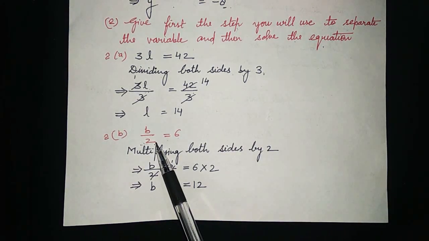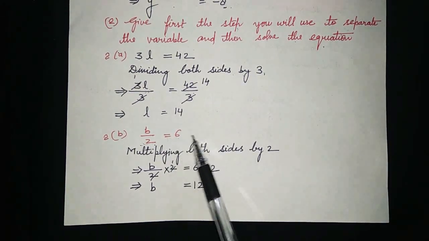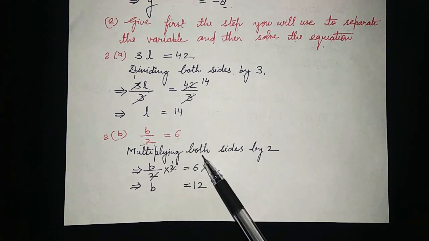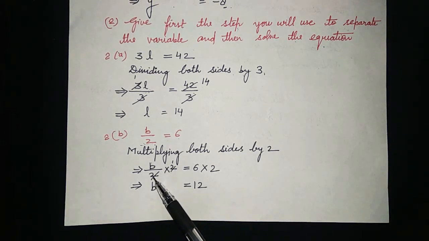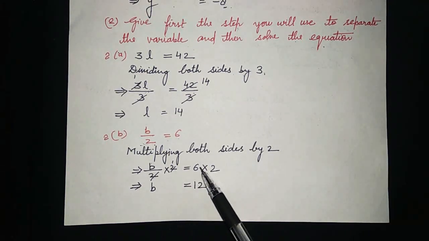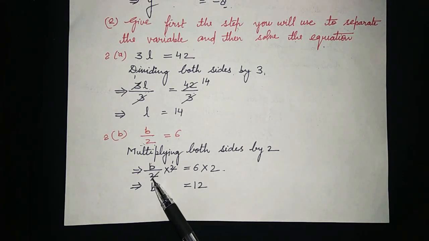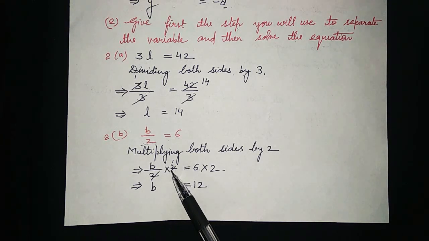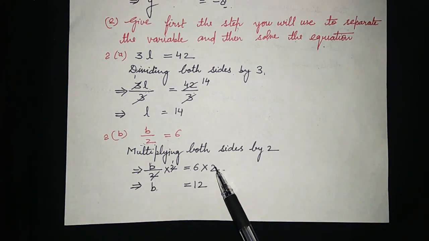So you know what you will do? You will multiply both the sides by 2. So see what happens. B upon 2 multiply 2, and on the right hand side also 6 multiply 2. Now this 2 cancels with 2, and here what is coming? B, and 6 into 2 is equal to, what is coming here? 12.